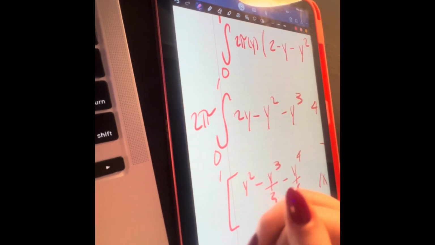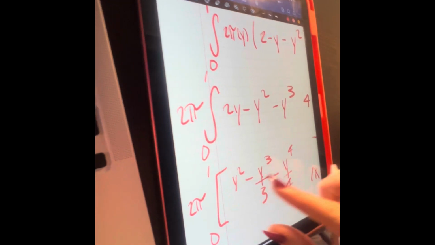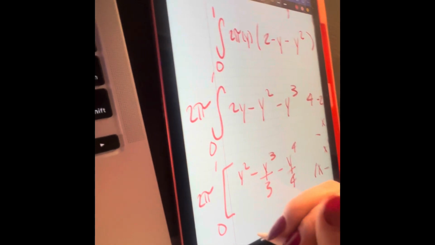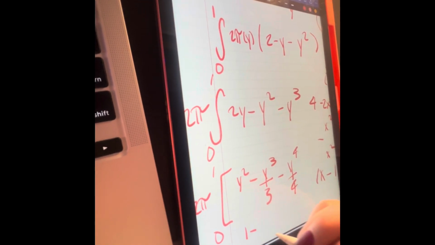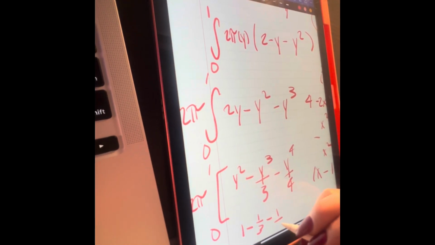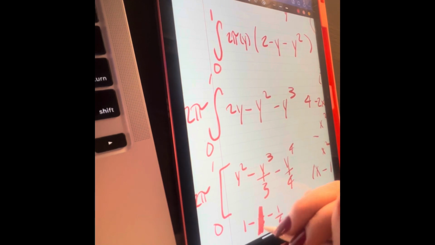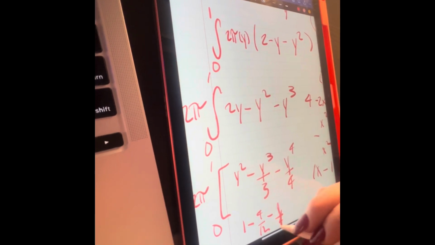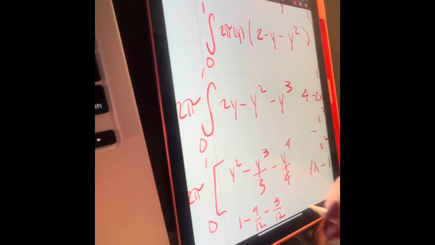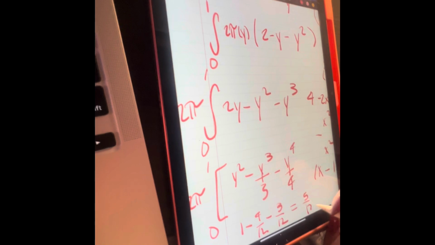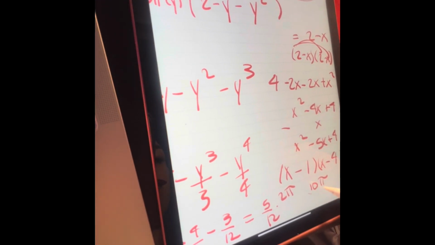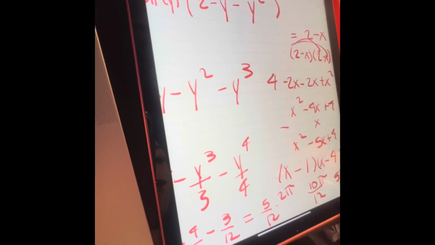Then we're going to plug in the 1 for everything, so then we have 1 minus 1/3 minus 1 over 4, so then we change this to 4 over 12 and this to 3 over 12, and that's going to be 7, so then we're left with 5 over 12 times 2 pi, and then we get 10 pi over 12, which simplifies to 5 pi over 6.